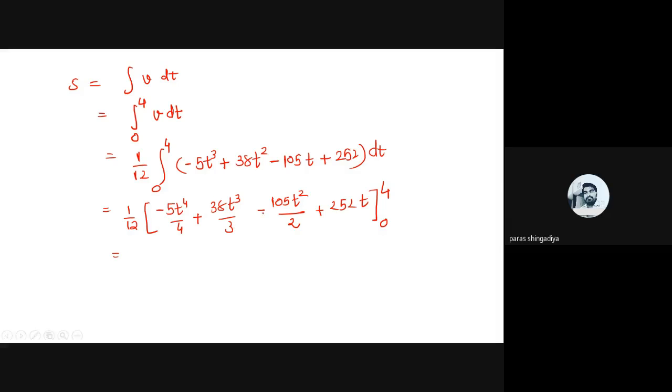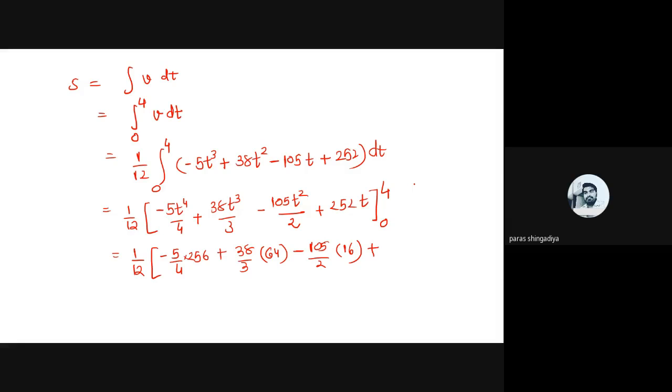now consider t raised to 4. Okay, t is equal to 4, so it will be 16 into 16, that is 256. Clear? So it is minus 5 by 4, t raised to 4 means 256. Clear? Then 38 by 3 t cube, so it will be 64. Clear? 4 का cube होगा, and it is 105 by 2, that is 16 here, and plus 252 into 4. So 252 into 4, it will be 1008. यहाँ पे आएगा 1008 minus 0.